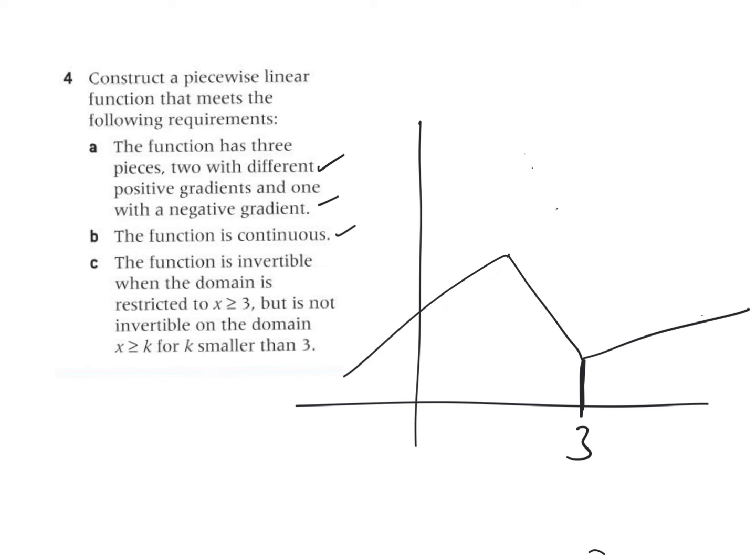Okay, if k is smaller than 3, so if I have some value, like some value here is k, right, then I know it fails the horizontal line test and it is not invertible. So now it's just a matter of defining the function.